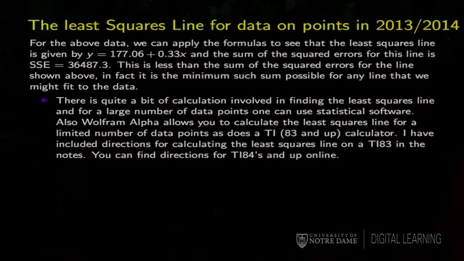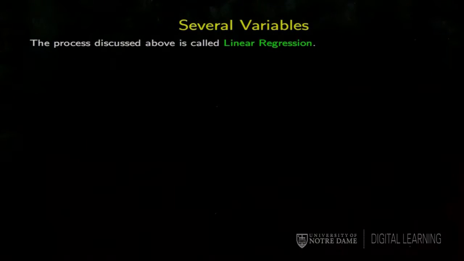Now, there's quite a bit of calculation involved in finding the least squares line, and for a large number of data points, one can and probably should use statistical software. Wolfram Alpha, if you look up, you can also calculate the least squares line for a limited amount of data, and also if you have a TI-83 or above calculator, you can certainly calculate the least squares line. So we've included directions for the TI-83. You can Google directions for the TI-84, and you can also check out Wolfram Alpha, and I believe you'll be shown how to find the least squares line with Wolfram Alpha in the next module.